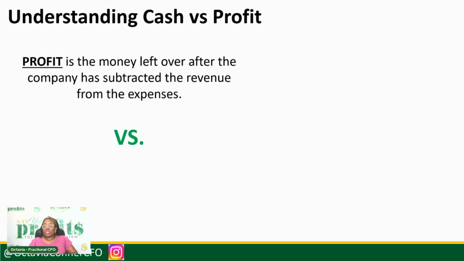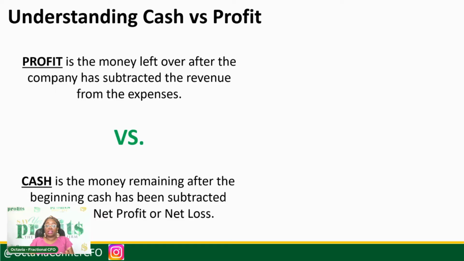And your COGS are your direct costs. These are your out-of-pocket costs associated with providing that service and that product. Your expenses are your everyday operating expenses. These are the expenses that you have, whether you have one client or 1,000 clients. Then you have your cash. Your cash is the money remaining after you add your net profit or subtract your net loss from your beginning cash balance.